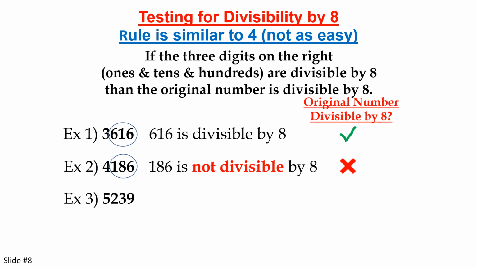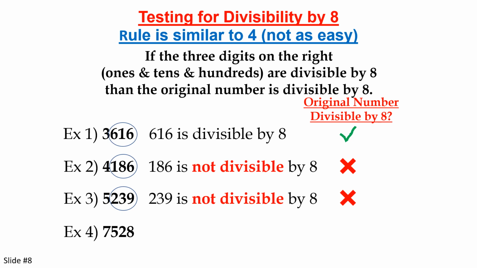5,239. I'm only going to look at the 239, not divisible by 8. So the original number is not. And example 4, 7,528. So I'm only going to look at the 528. It is divisible by 8. So then the original number is divisible by 8.